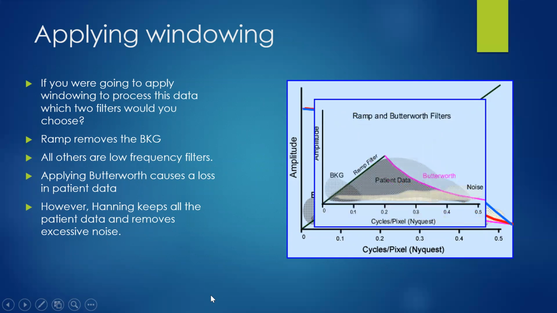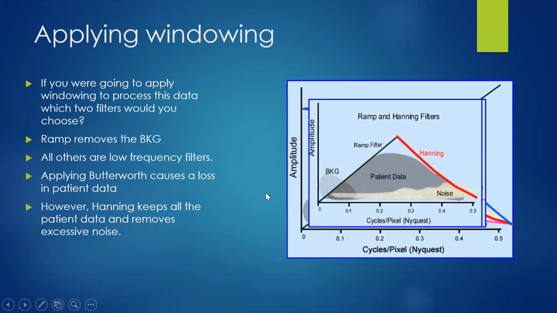So here's an example of an inappropriate assessment or inappropriate manipulation of filters. You've got the ramp over here, that looks good. We've knocked off that background. But with the Butterworth, we've maintained patient background, but we've lost all this information. Not good. However, if I use the ramp and Hanning filter, I am now bringing in as much of the patient data as possible, still cutting off some noise over here, and at the same time, cutting off background.